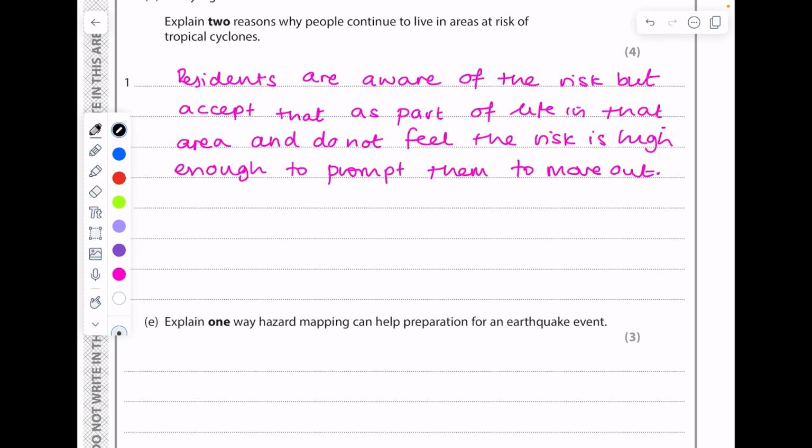Another reason people live in areas at risk of tropical cyclones is that people may be financially unstable, so have no choice but to stay.